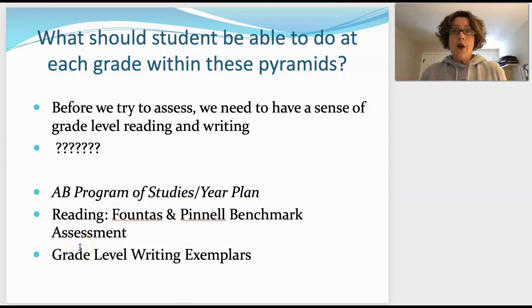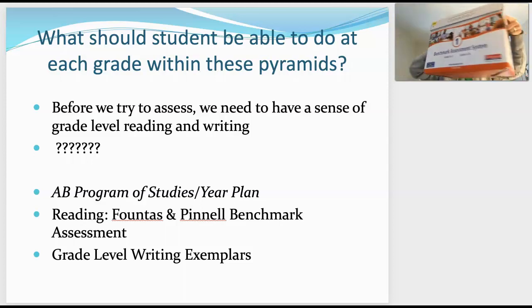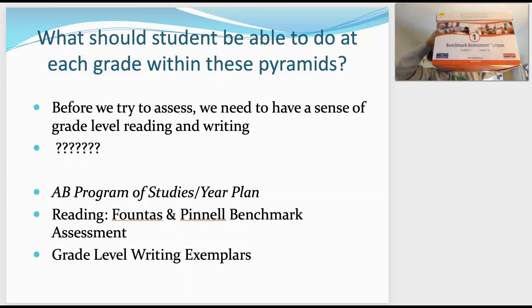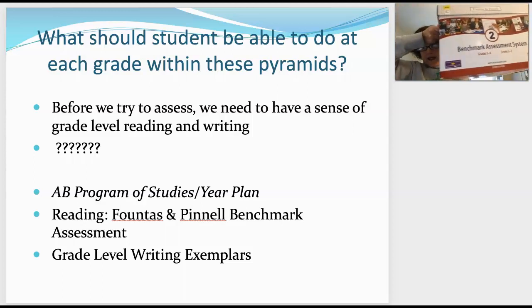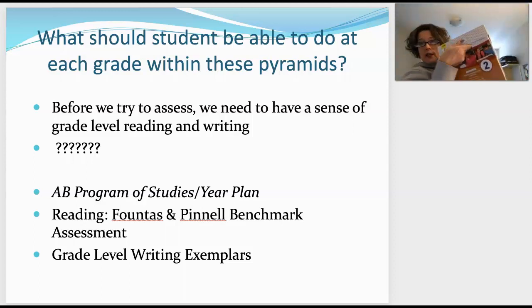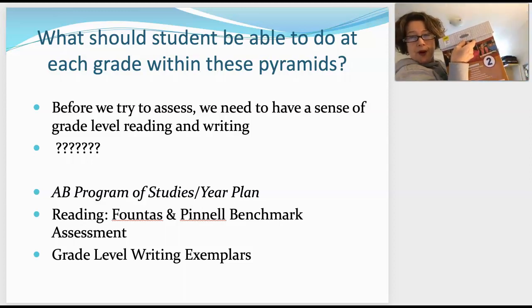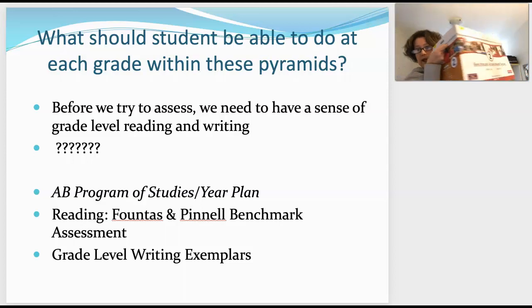You can also, for reading, use the Fountas and Pinnell benchmark assessment tool. And hang on, I'm just going to pick this up. So this is what it is. It's actually a box of tools and resources for you. There is a K-2 and there is a 3-8. These are in the curriculum library at MHC. Probably also in most schools there will be these kits.